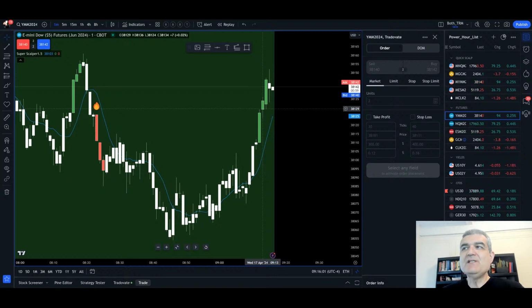So what this does is it creates an incredibly methodical, logical approach to how you guys can scalp with the super scalper, because it basically shows you the change in price structure.